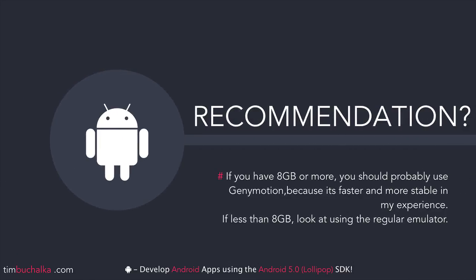So my recommendation is if you've got 8 GB of RAM or more, you should probably use Genymotion because it's much faster and more stable in my experience. If your computer's got less than 8 GB of RAM, look at using the regular emulator, and depending on whether you've got an Intel CPU, use the Haxum tool, but again that may not work on your computer if you've got less than 8 GB of RAM.